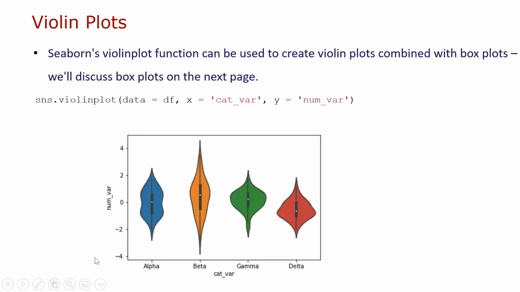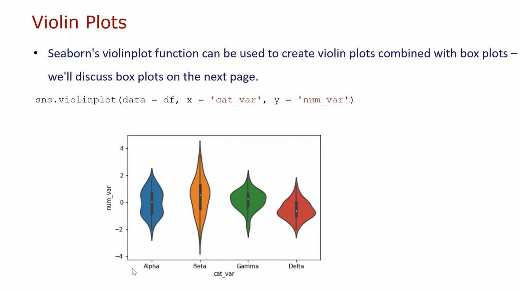This is the Seaborn violin plot function. As you can see, I have sns.violinplot. I have the data here. The x-axis is going to be categorical, and the y-axis is going to be numeric. As you can see here, I have alpha, beta, gamma, and delta.